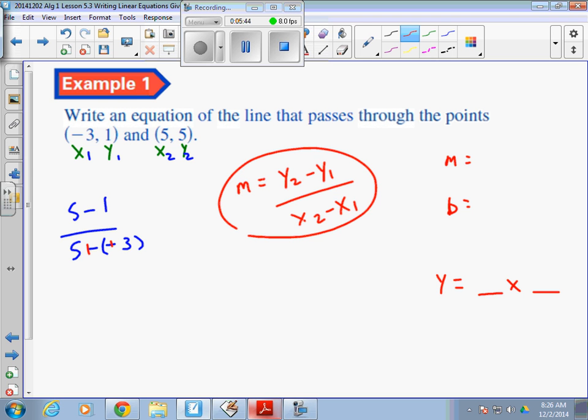5 minus 1 is 4. 5 plus 3 is 8. Simplify this: 4 over 8, never leave it like that. The number 4 goes into both of them. It goes into itself once and into 8 twice. There's your slope value, 1/2.